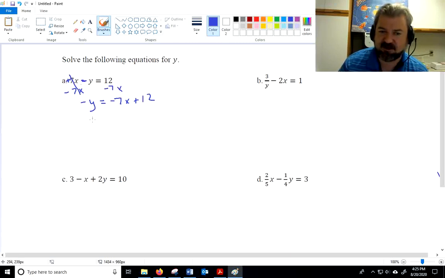All right, so that canceled out. So I need to divide both sides by negative 1. And you know how to divide by negative 1? You change the sign on every single term.